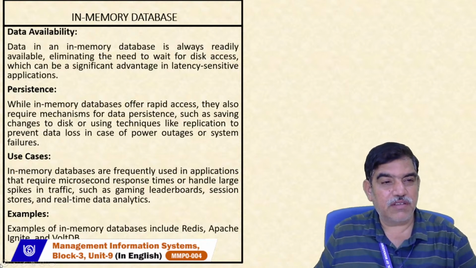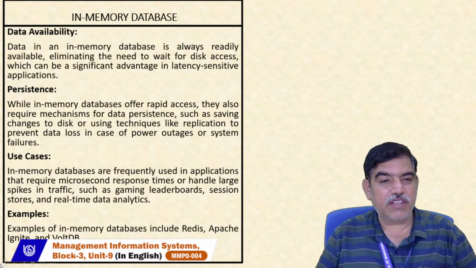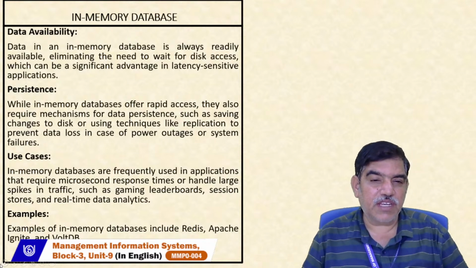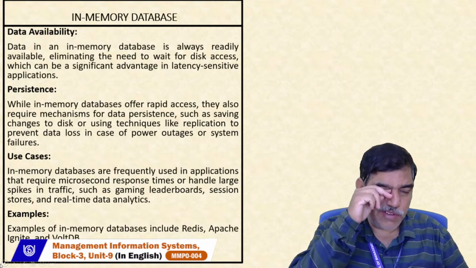Then persistence. While in-memory databases are for rapid access, they also require mechanisms for data persistence, such as writing changes to disk or using techniques like replication to prevent data loss in case of power outage or system failure.